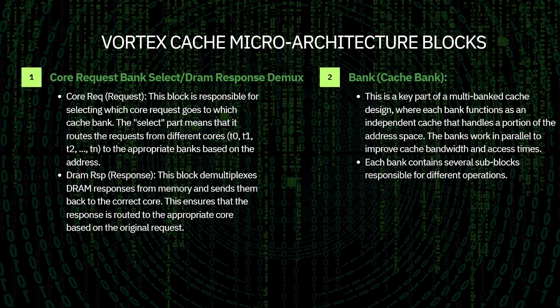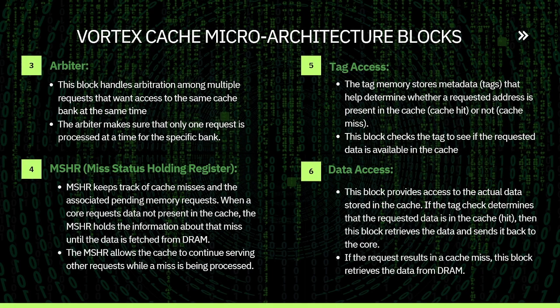وعندنا cache bank. The banks work in parallel to improve the cache bandwidth and access times. Each bank contains several blocks responsible for different operations. البلوكس بتاعت الجوه bank الاربيتر block. This block handles arbitration among multiple requests that want to access the same cache bank at the same time. It makes sure that only one request is processed at a time for a specific bank.